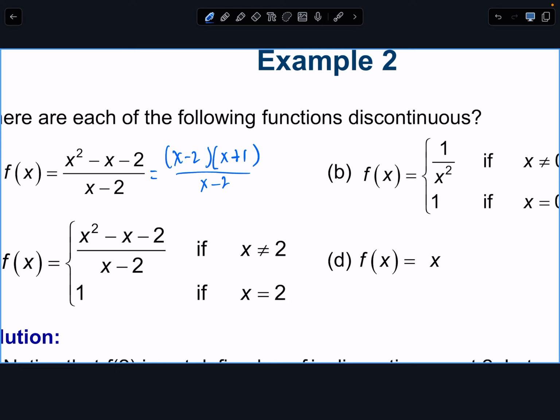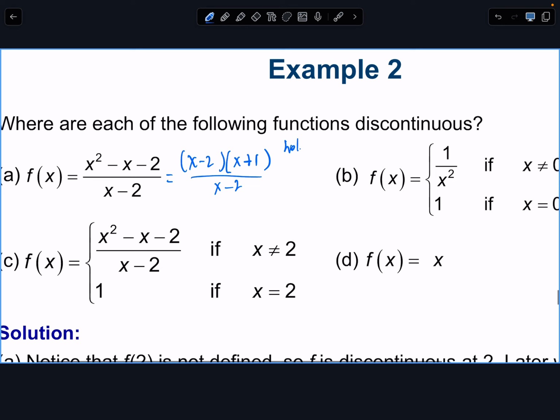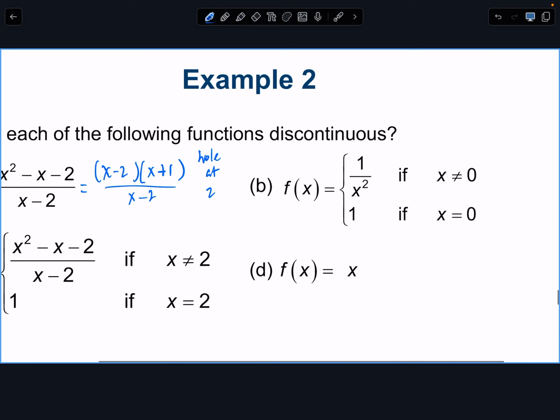Does anyone know what that creates on a graph? A hole, very good. Yes, when you have that common factor top and bottom, it creates a hole in the graph at 2. So there it is, a hole in the graph at 2. So letter B.